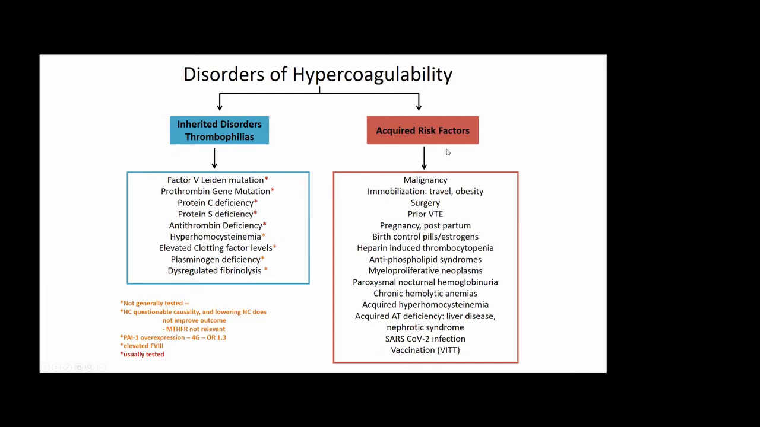And these are just a summary of the acquired risk factors, and you're familiar, I know, with all of them. So we're going to talk about these and then a couple from this list. In particular, I'll mention HIT because it's common and it has a pretty high hazard ratio for thrombosis once it is present. The antiphospholipid syndromes we'll talk about because they're relatively common and extremely important.